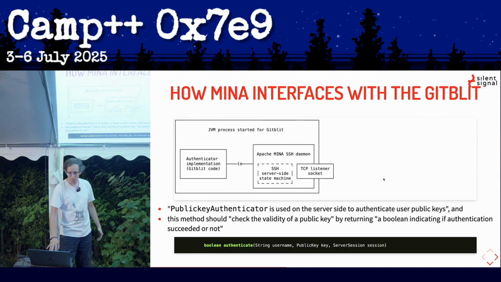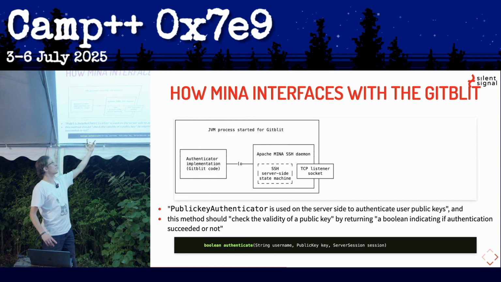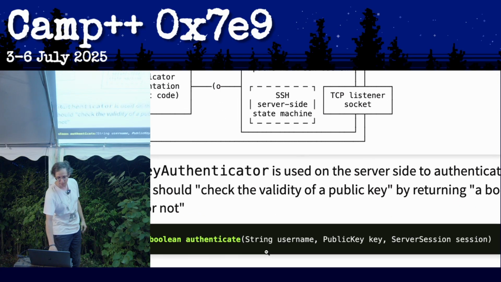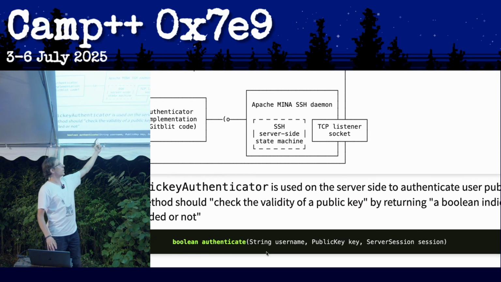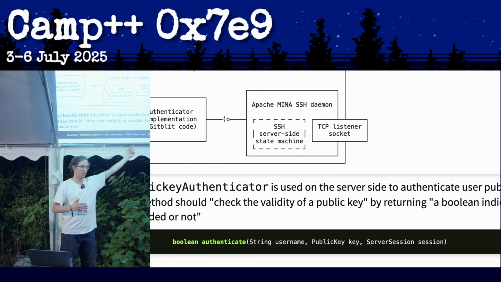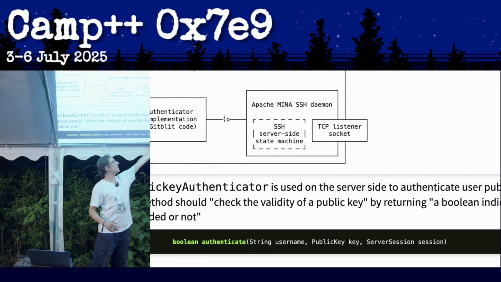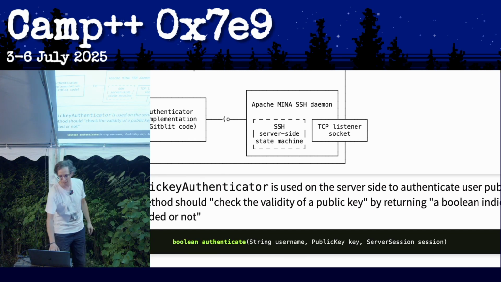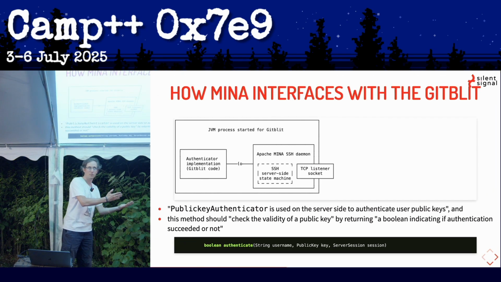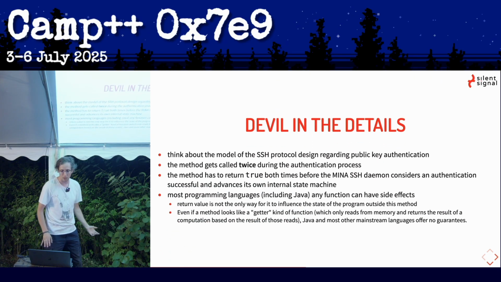And in our case, if we read the Apache Mina documentation, it says that here's this really simple interface. There's this authenticate method, which returns a boolean and takes a string, which is the username the user tries to log in with, and the public key, which key is being used. And then there is this last variable that we're going to talk about later. And then it returns a boolean saying, can this user log in with this key or not? I guess quite simple. But the problem is in the details.